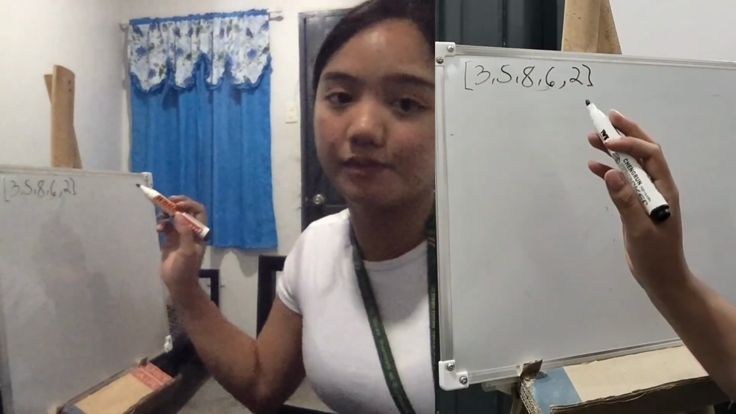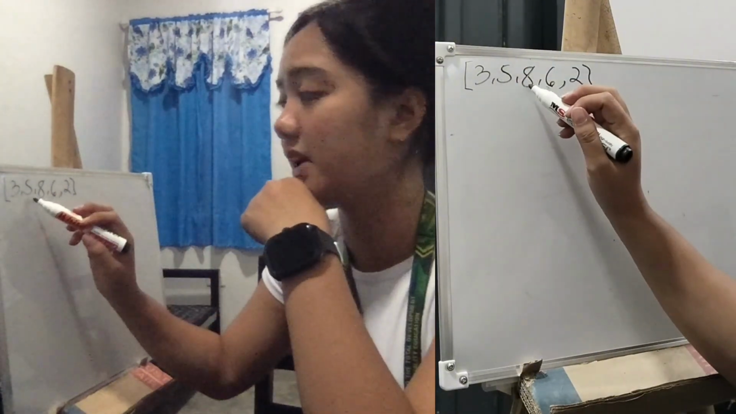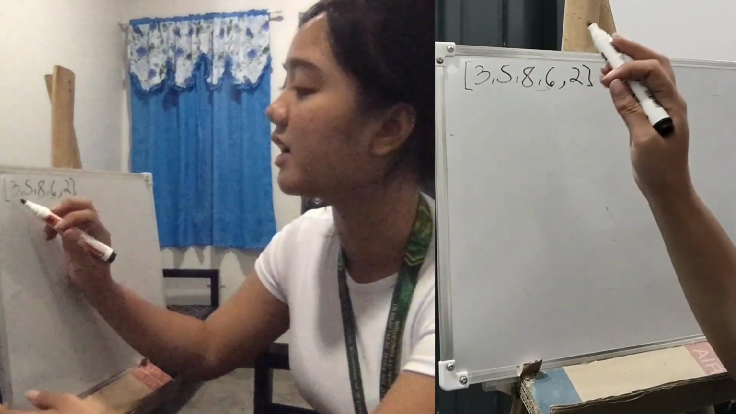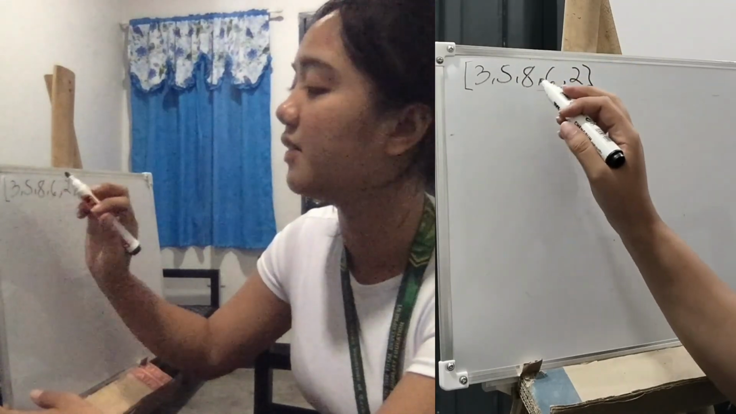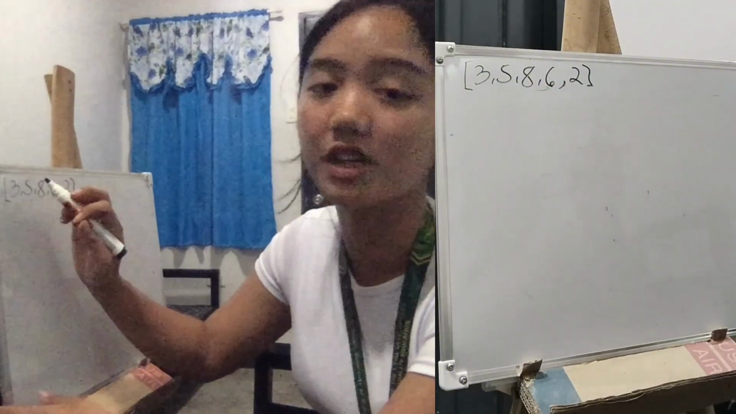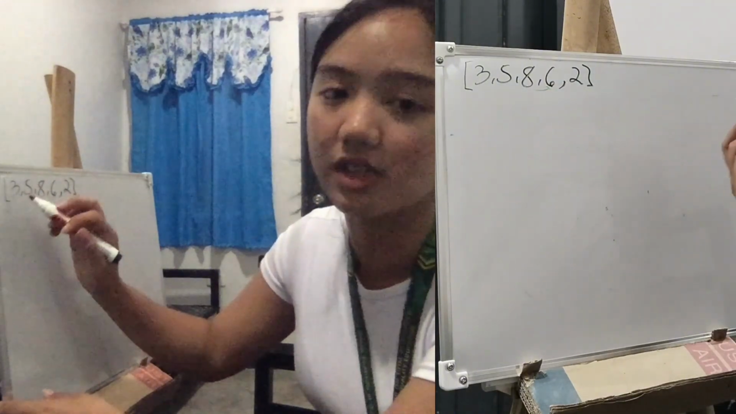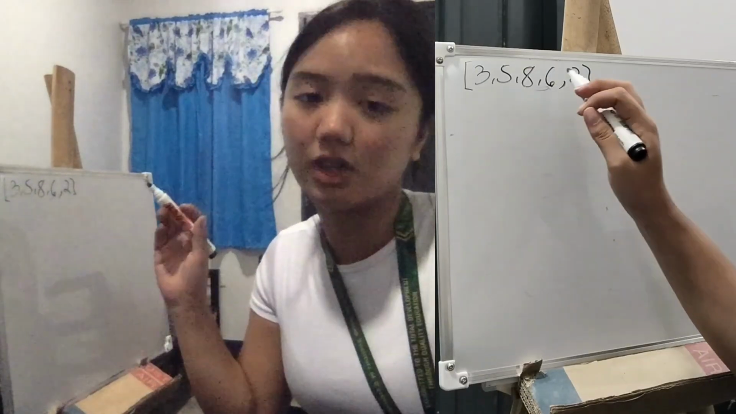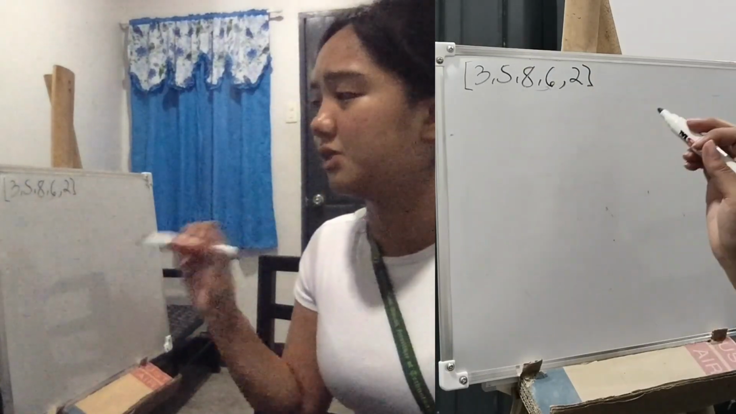Step 1. The current element is 5. So compare mo ang 5 sa 3. So 5 is greater than 3. So the 3 is in the right position. So no need mo na siya ibalhin.